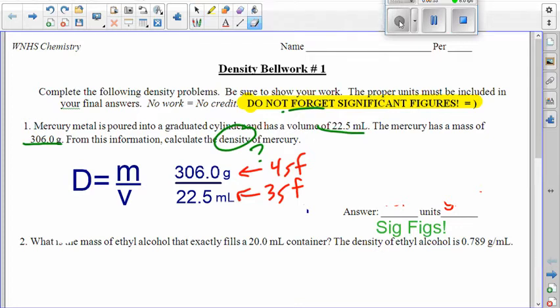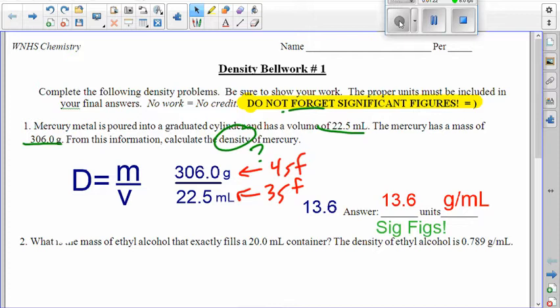Now, if you plug this into your calculator, it'll tell you 13.6. And how many are you allowed to keep there? 13.6. So it actually works out just fine and dandy. No rounding necessary. What are the units on this guy? Grams per, huh? Grams and milliliters. So is one over the other or what? Grams per milliliter. There we go. Love it. So that bellwork will look like that.